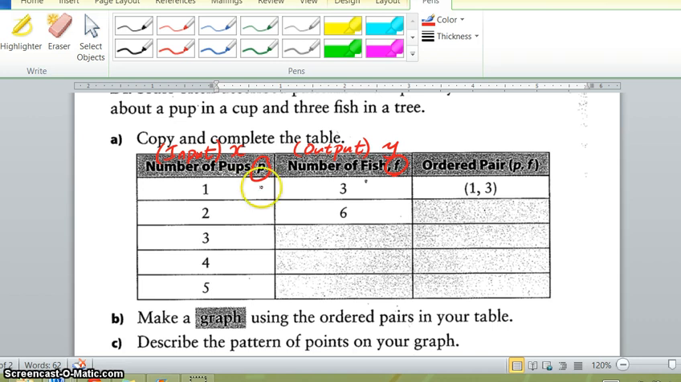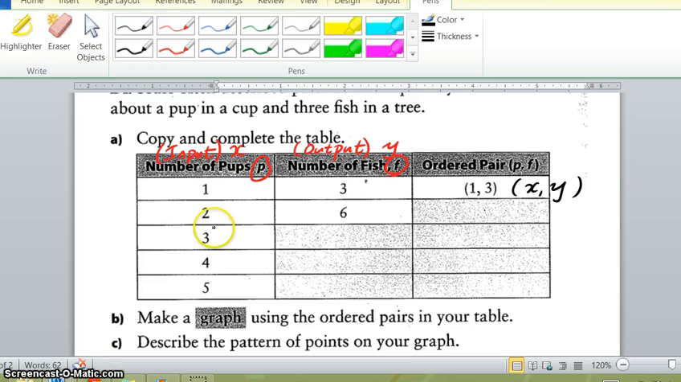So they've started off the number of fish for you here. If you only have one pup, you have 3 fish. The corresponding ordered pair is 1, 3. Now, as a reminder, this goes back to Unit 1 when we were dealing with coordinate planes. Remember, it's always the x value first before the y value. In this case, it's p, f, so it's x before y.